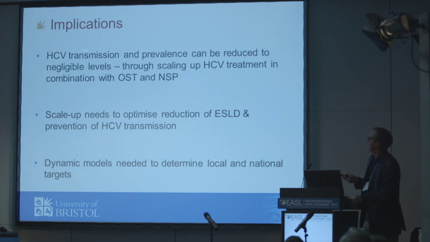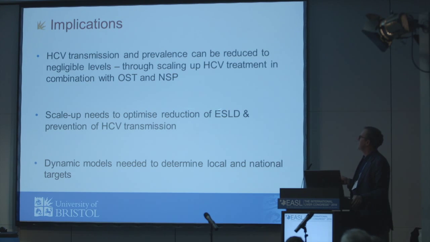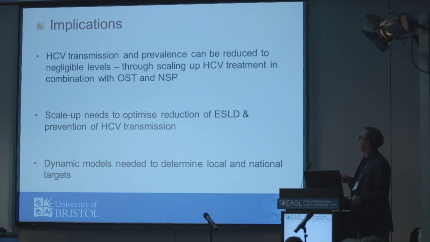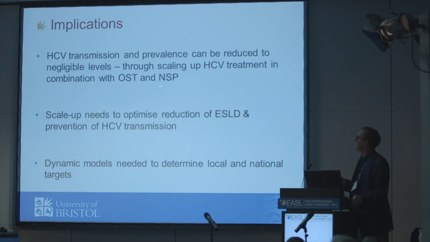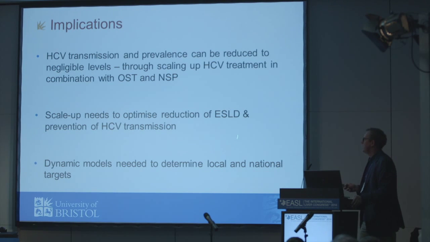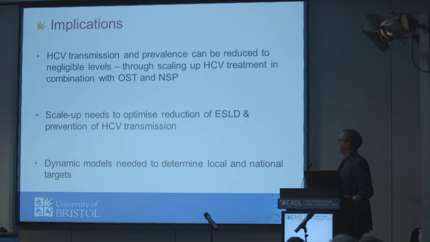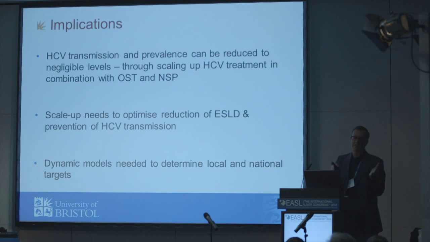So we agree you can reduce hepatitis C prevalence in the population through scaling up Hep C treatment, but also don't forget the effect of opiate substitution treatment and needle exchange. We agree that you need to optimize reduction of end-stage liver disease as well as the prevention of HCV transmission, but you need a dynamic model to really determine what the local and national targets are, because other models might overestimate the number of treatments you need. Thank you very much.